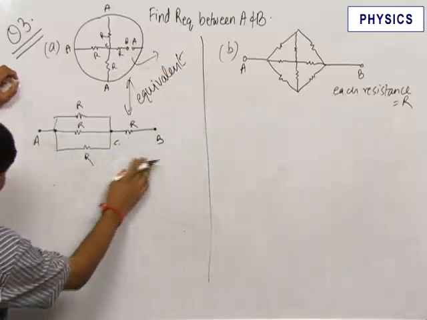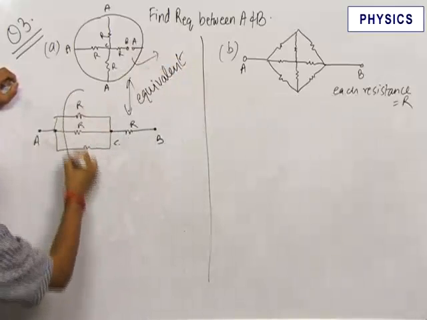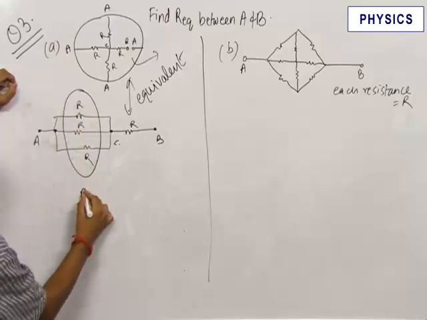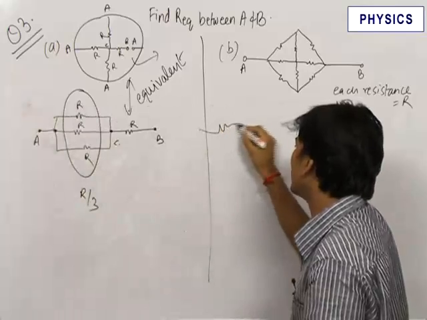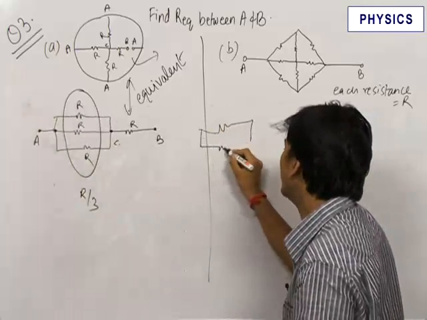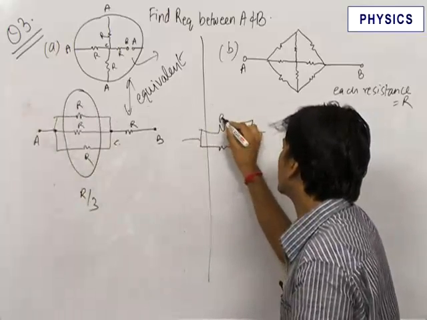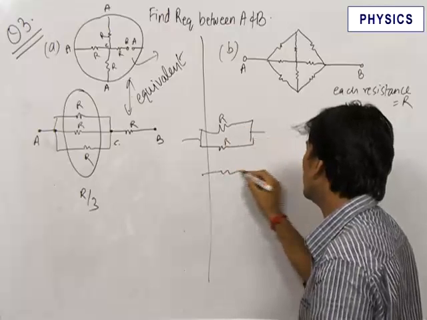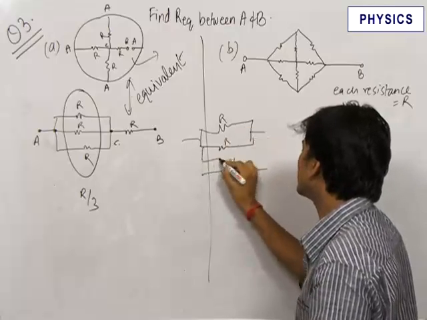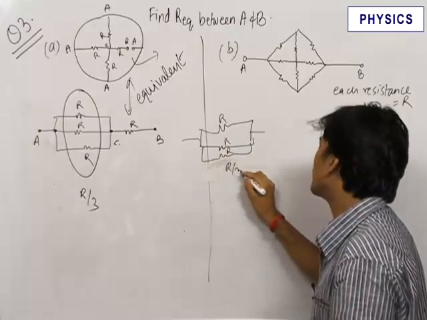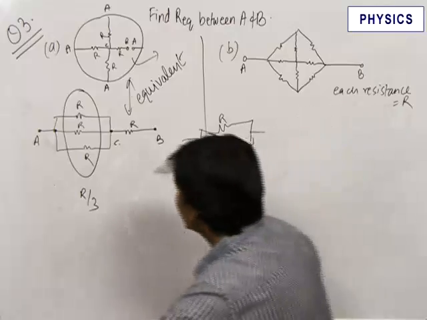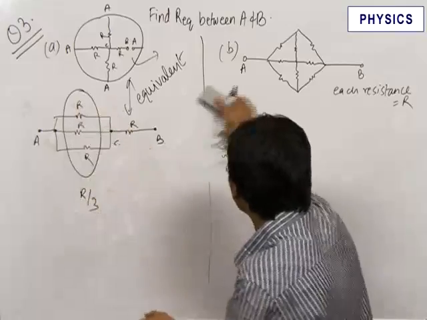So, using this diagram, we can now easily find out these three resistances are in parallel. The resultant will be equal to R by 3. Try to learn these shortcut tricks directly: whenever there are two resistances of equal magnitude R in parallel, the resultant will be equal to R by 2. If there are three such resistances of equal magnitude, then it will be R by 3. So, I directly wrote this as R by 3.